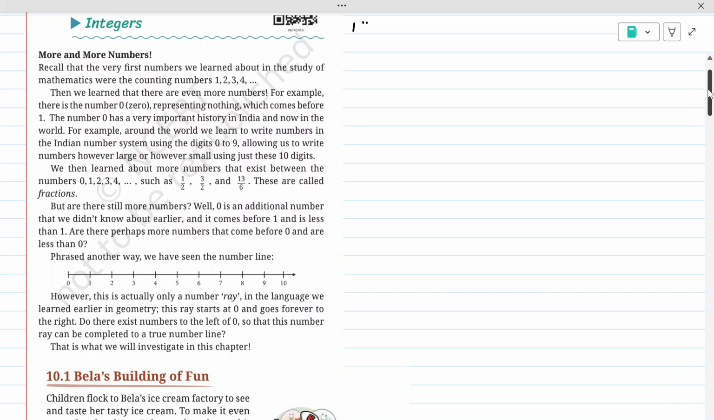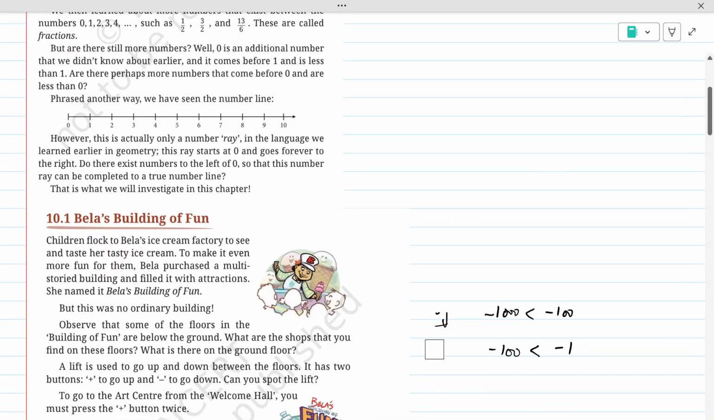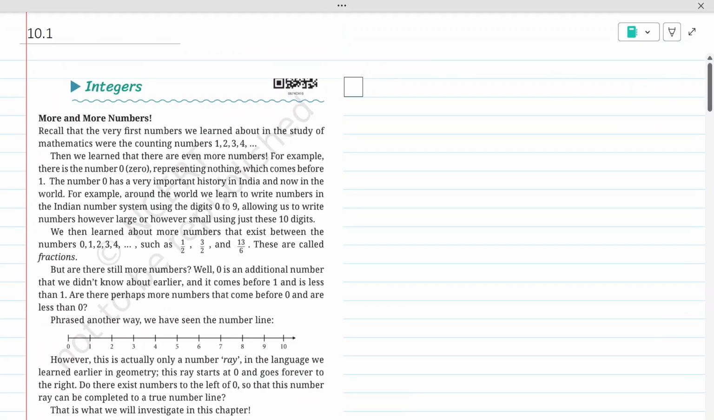As we go to the higher grades, we will have questions based on these integers. In our current syllabus, we have the normal operations using the integers, which we are going to do in this chapter. So now let's move ahead. This is the general introduction of the chapter, where they have told about the fractions, the whole numbers and natural numbers, and then this is the number line which we have already seen.